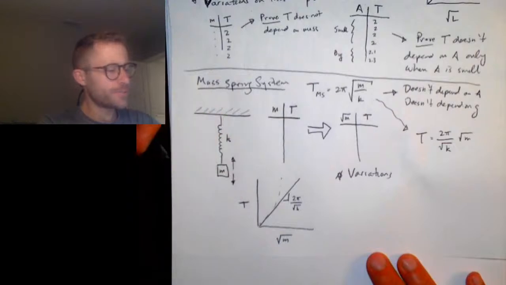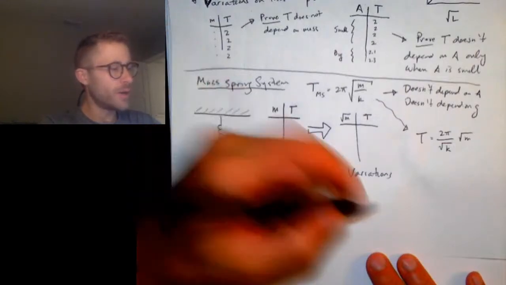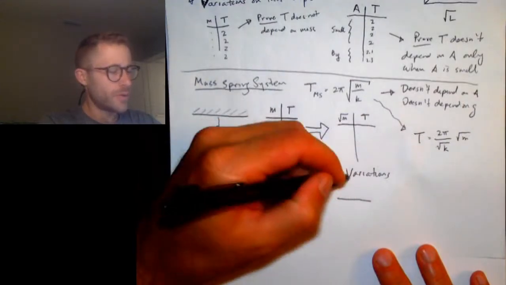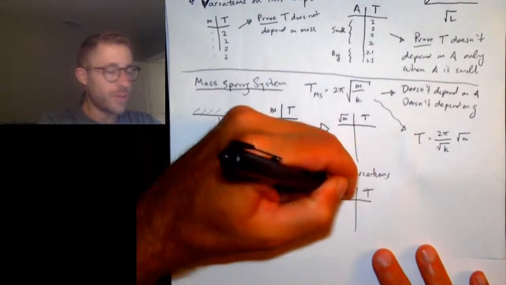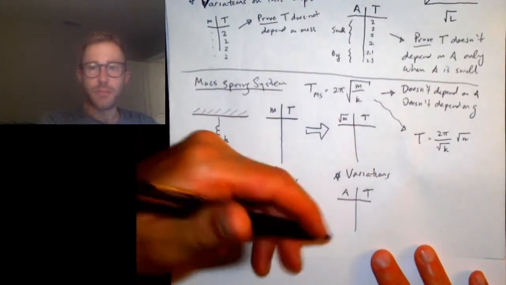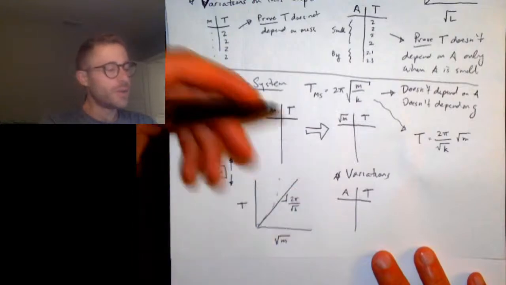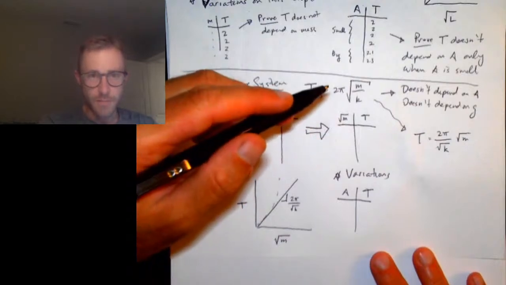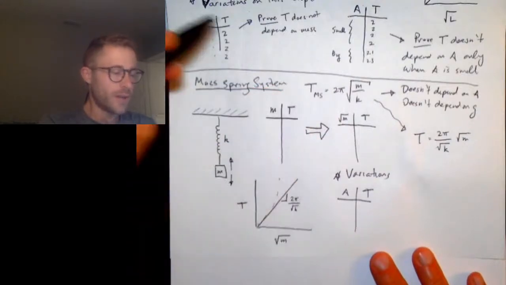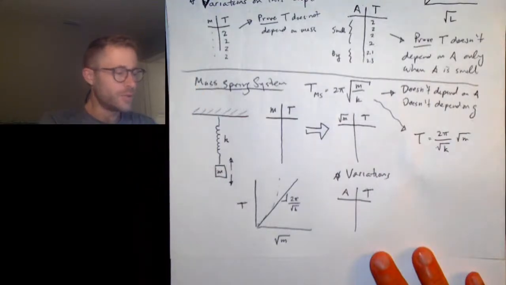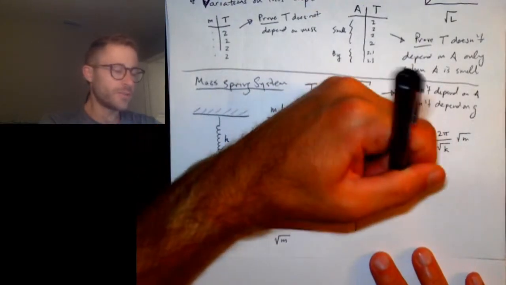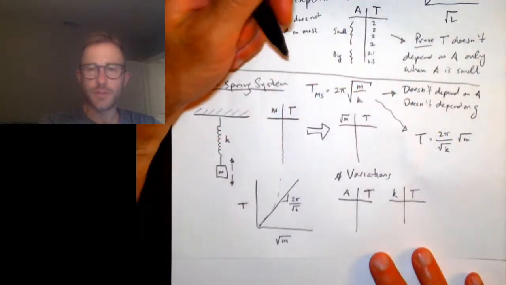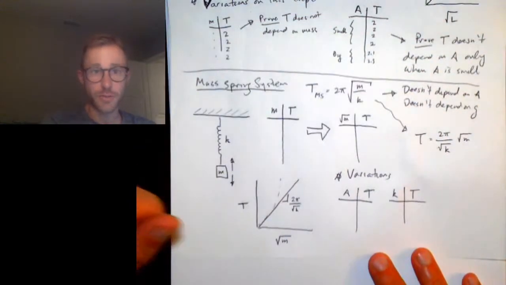So one variation would be to do period versus amplitude again. And you would find pretty much the same thing, that the period does not depend on amplitude, but that's only when the amplitude is small. Okay? So could do that. You could change up the springs. Could do different stiffnesses if you wanted to. So there are just some different ideas for experiments.